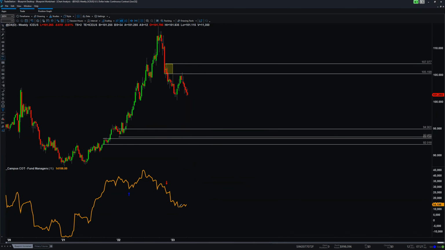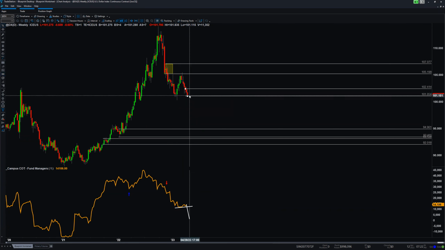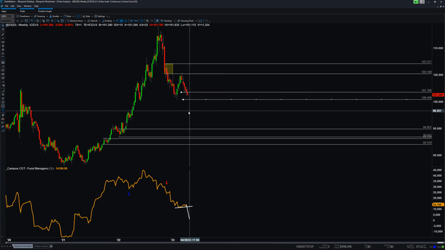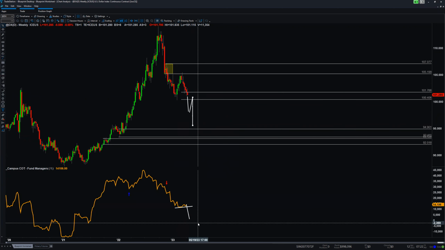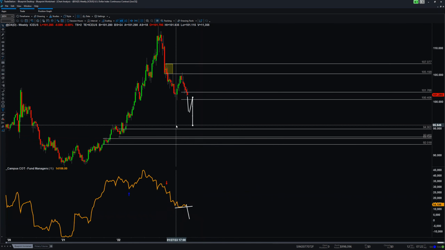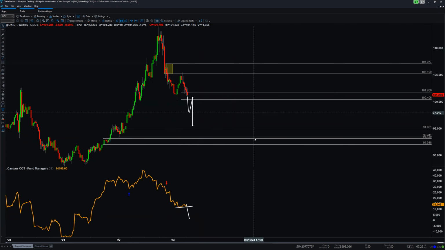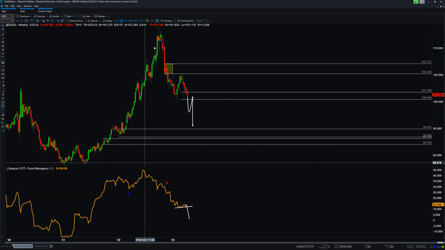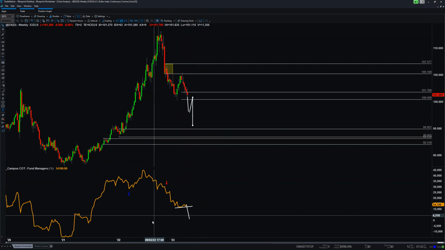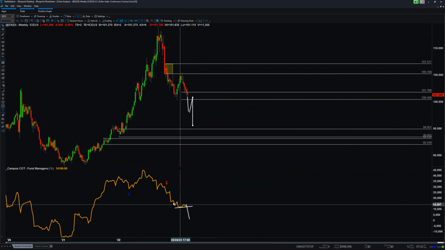But what we can also do is, let's say, for example, here we're consolidating, and then eventually the non-commercials go down. And at the same time, we have supply eventually that is created here somewhere. Then we get that retest into supply. Then we trade that new supply on the way down for as long as the non-commercials are going down, right? So there's very rarely a reason, especially since we just changed that trend, there's very rarely a reason to go against that, right?